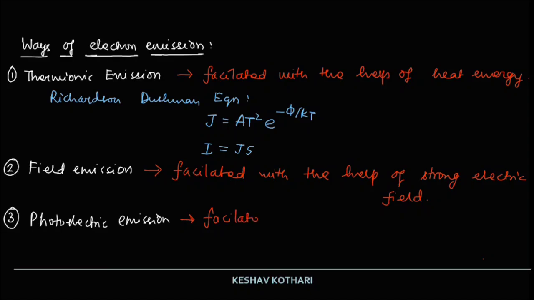Facilitated with the help of electromagnetic waves or light, we can say. So these are the three ways by which the electron emission is attained, and we will be discussing in great detail about the photoelectric emission. Right now I've just mentioned that the emission is taking place with the help of light, or basically electromagnetic waves, and that is regarded as photoelectric emission.